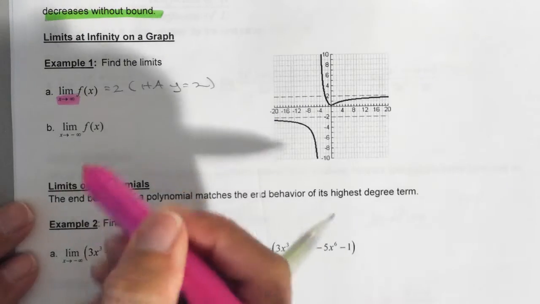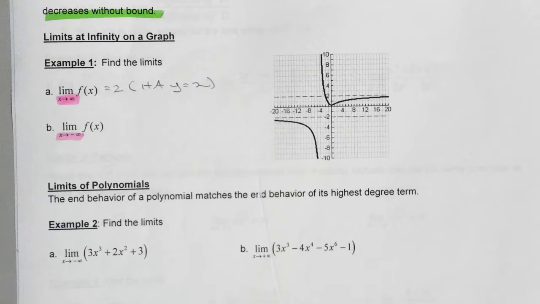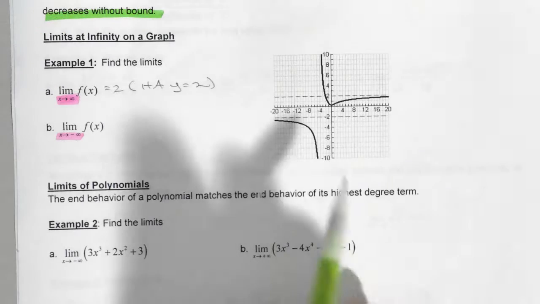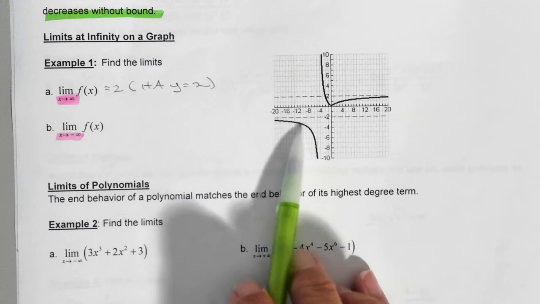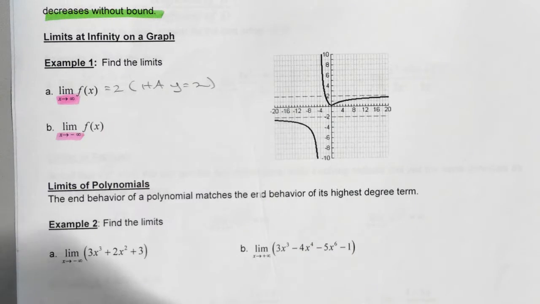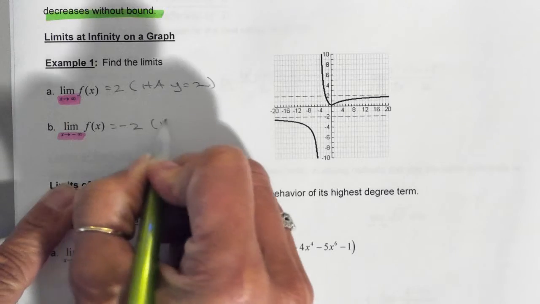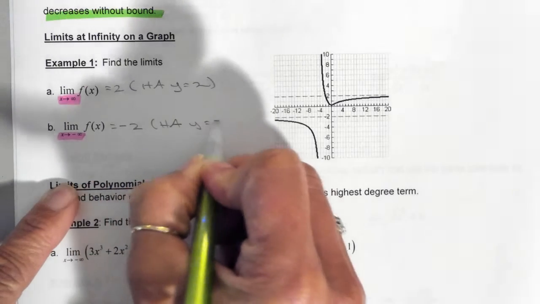Then when we're looking at the limit as x is approaching negative infinity, your value is not always going to be the same. You have to look at the end behavior of the function as x is decreasing without bound. What does y approach? Negative 2, which is also another horizontal asymptote. Okay?